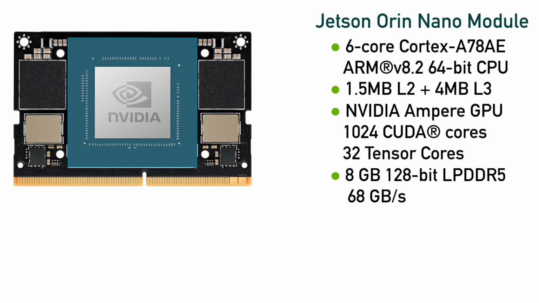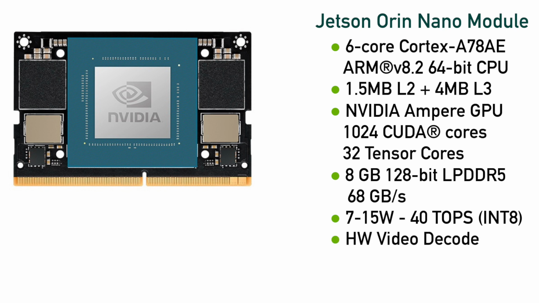For main memory, we have 8 gigabytes of low-power DDR5. It has about 25% faster transfer speeds than the previous generation LPDDR4X. The Orin Nano runs in two power profiles, 7-watt and 15-watt. When operating in 15-watt mode, the Orin Nano achieves a performance of 40 tops.